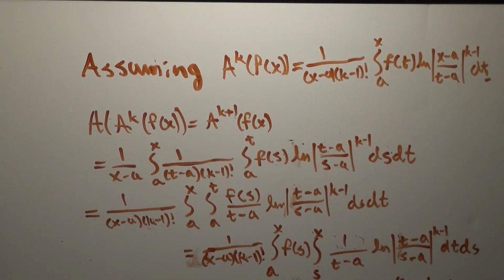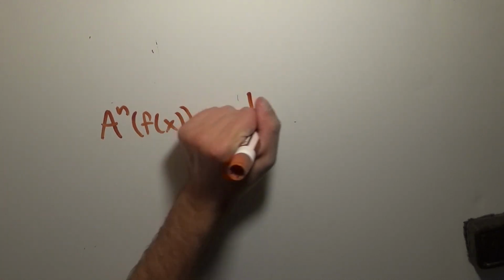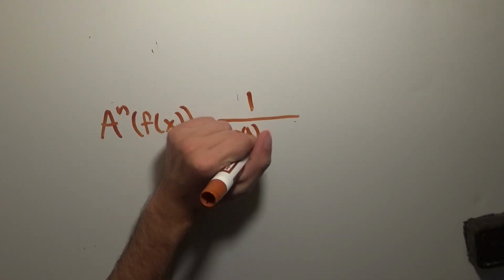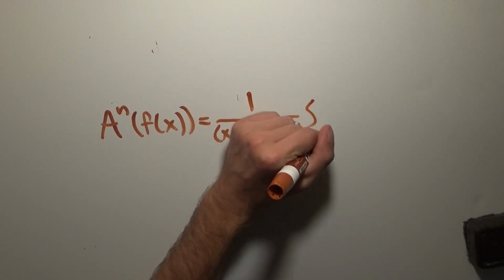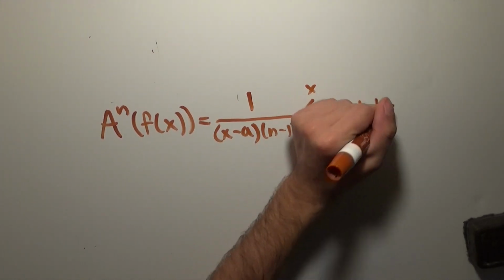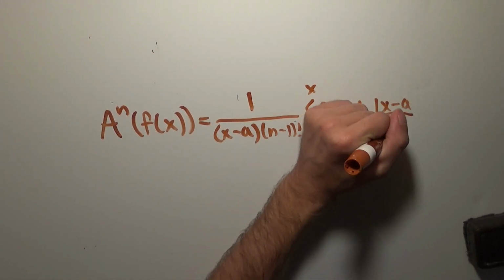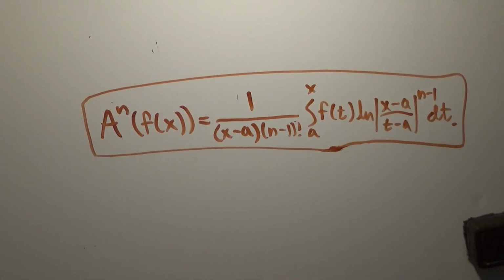So let's take a look at this a little bit because it's very interesting. So what this is saying, let's just write it out. So what has been proven? We've shown that if we take n averages over some function, f of x, we will get 1 over x minus a times n minus 1 factorial times the integral from a to x of f of t times the logarithm of the absolute value of x minus a over t minus a to the power of n minus 1 dt. This is the formula for repeated averaging.